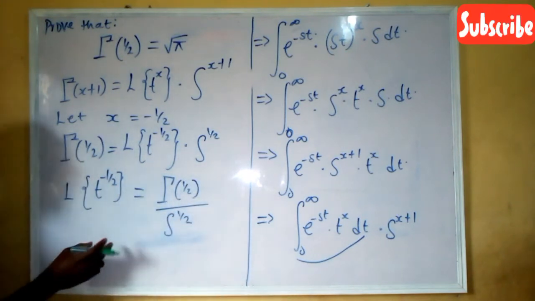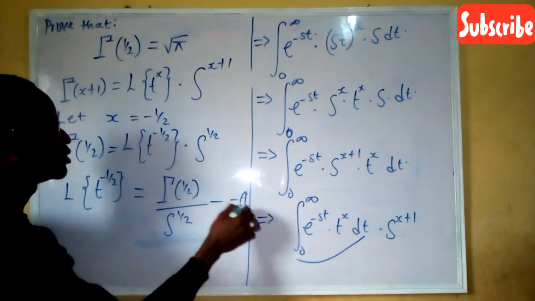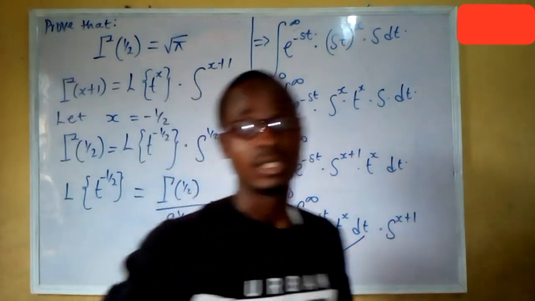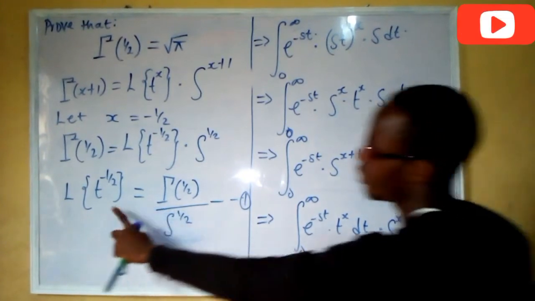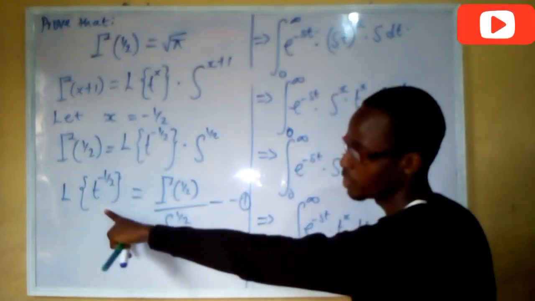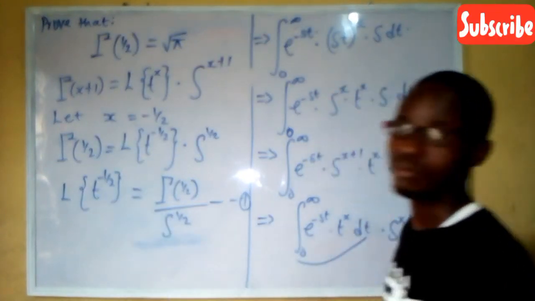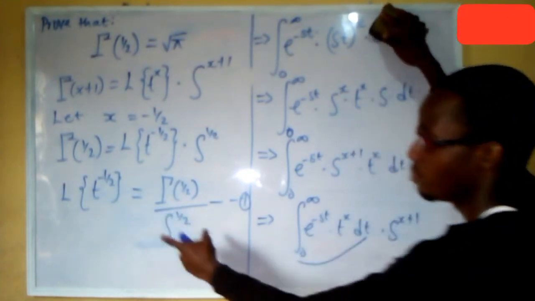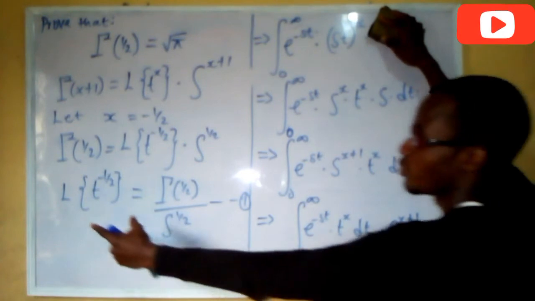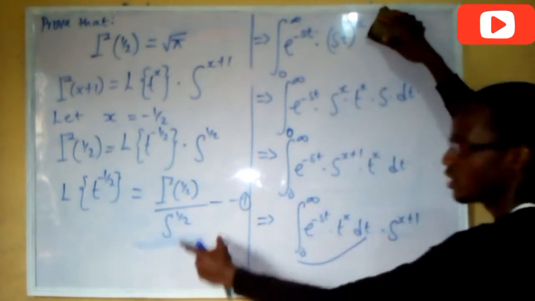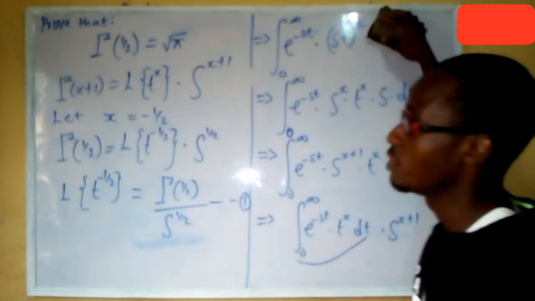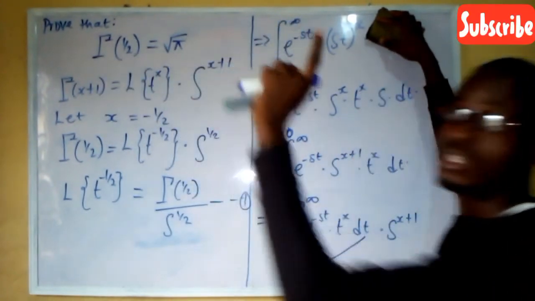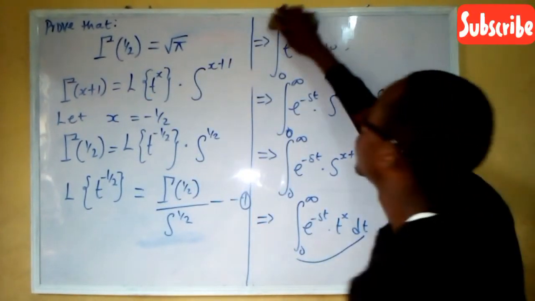So let's note this. One thing we have to note in this process: we go on to evaluate the Laplace transform of t raised to the power minus half to get our answer. Now let's evaluate this and compare our answer with this. Whatever we get here, we compare with this, and it must be the same to prove that this is equal to this. So now let's move.